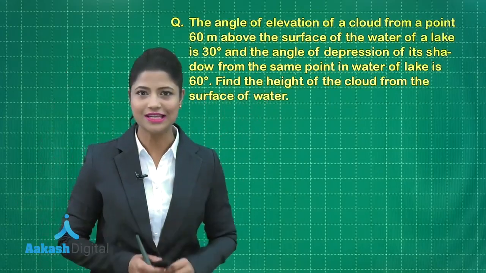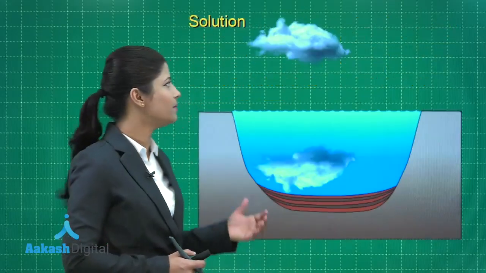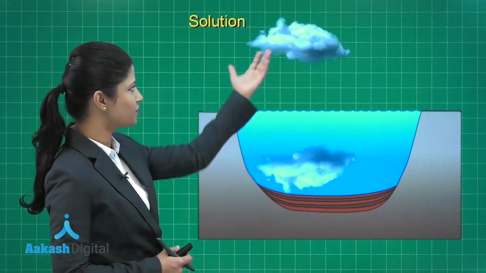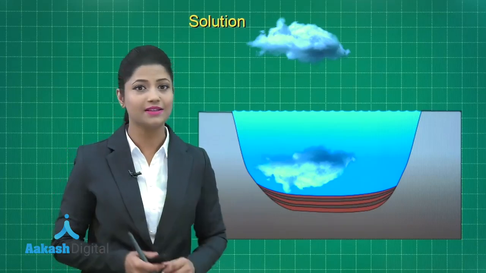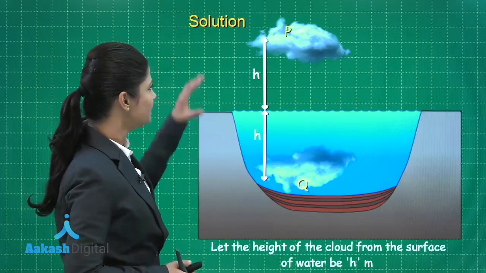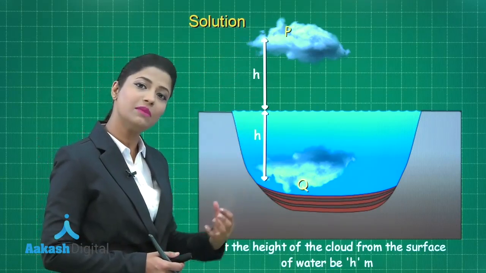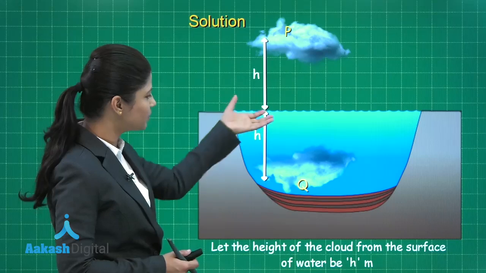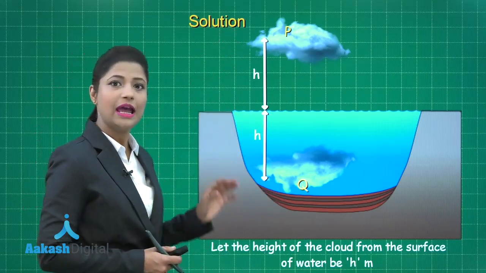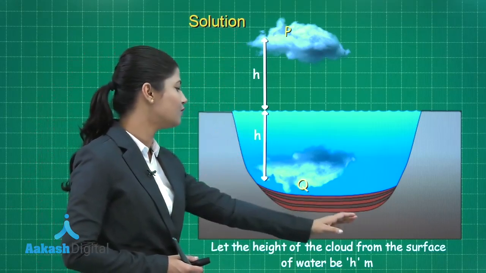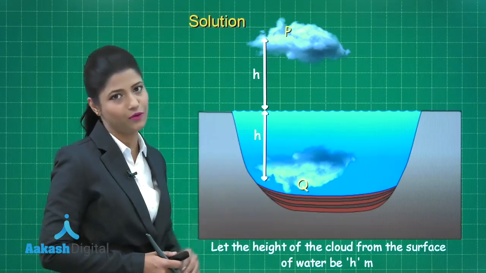So this is a very interesting question related to the chapter of application of trigonometry. Here we are talking about a cloud which is above the water of the lake and its shadow is formed in the lake. You know that water acts as a plane mirror. If I consider that this cloud is at the height h above this water level, then its shadow or image will form at depth h below this water level. So here P is the cloud and Q is its shadow. And I have taken the height of the cloud from the surface of water to be h meter. So in this question you have to determine this value of h.